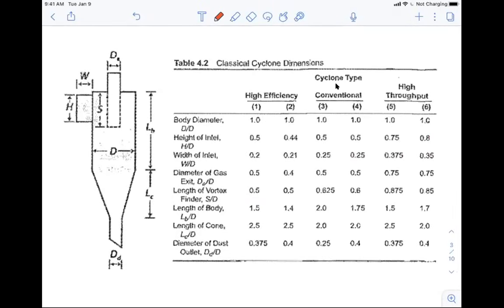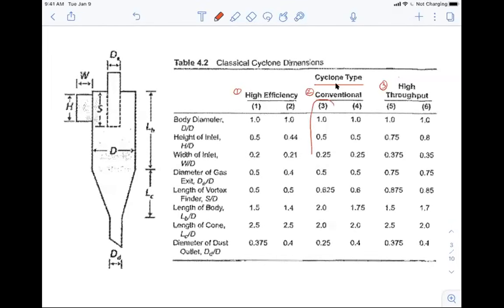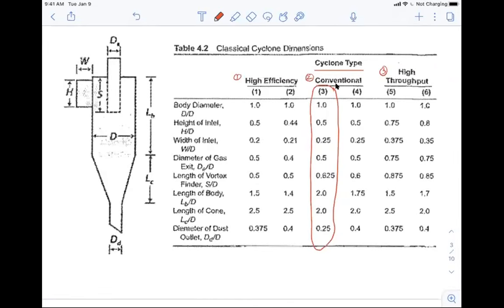So basically, we can divide the cyclones into 3 different types. Okay, so this is talking about the type of the cyclone, and we can divide them into the high efficiency one, the conventional one, and the high throughput one. Okay, so for example, if we just focus on the conventional type of the cyclone, and we're interested in number 3, we're going to choose this set of parameters here.